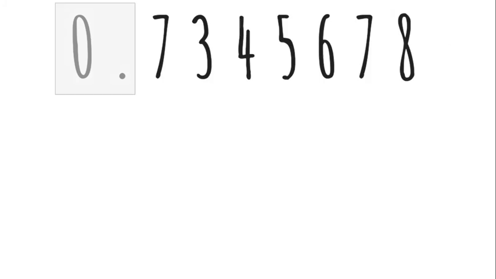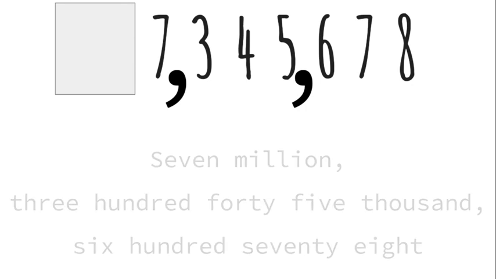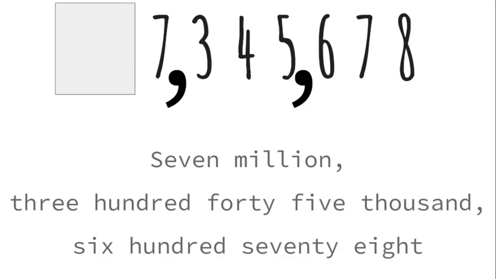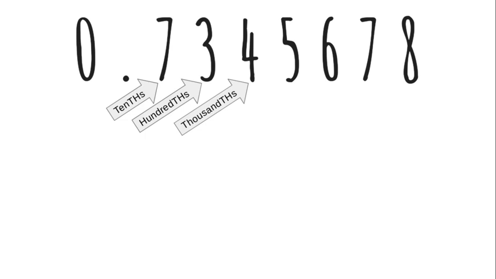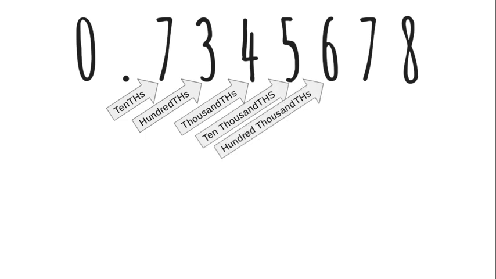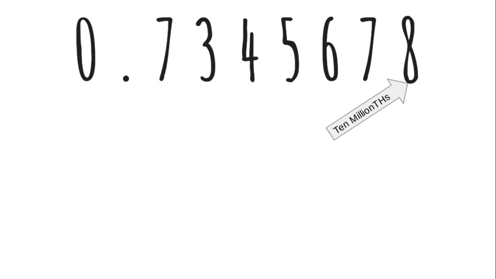Watch. Let's see. So I'm going to cover up the 0 and the decimal point. Then I'm going to count out my periods so that I can read my number as 7,345,678. No different than the one we did before, except now we're going to look and see what place value the 8 is in. It's not the tenths, it's not the hundredths, or the thousandths, or the 10,000ths, or the 100,000ths. It's not even the millionths. We finally find it over here in the 10 millionths place.